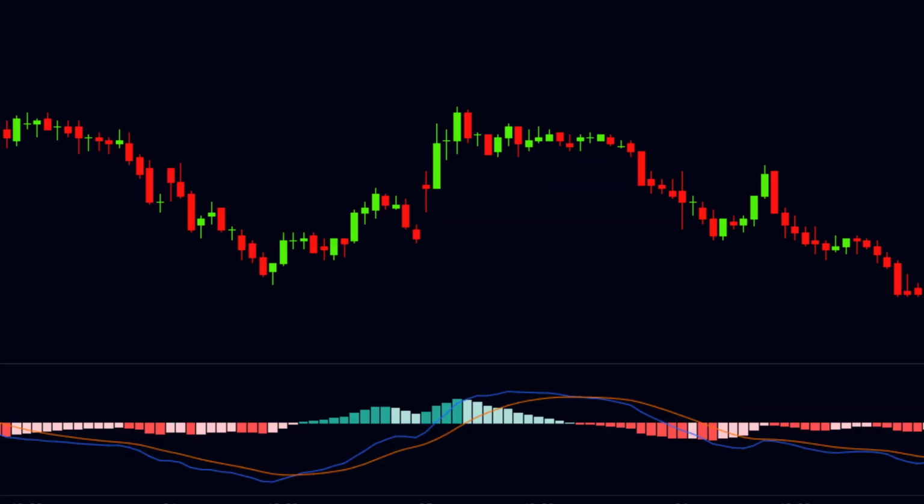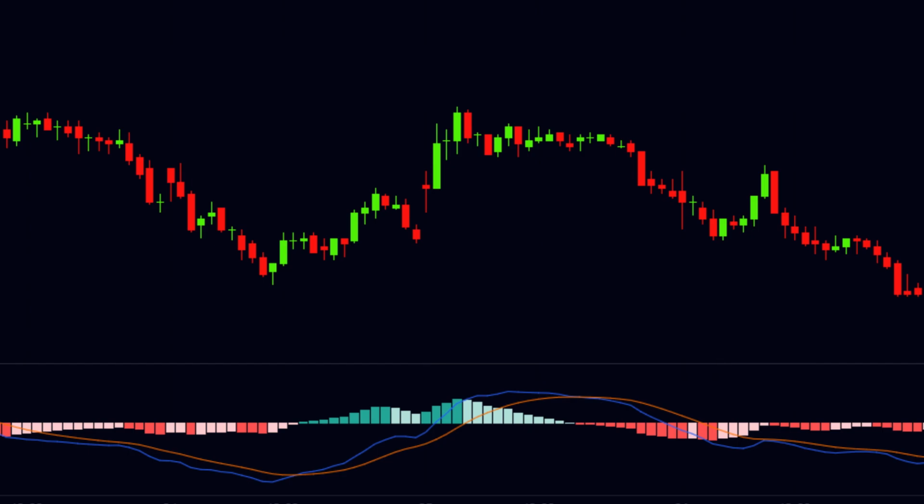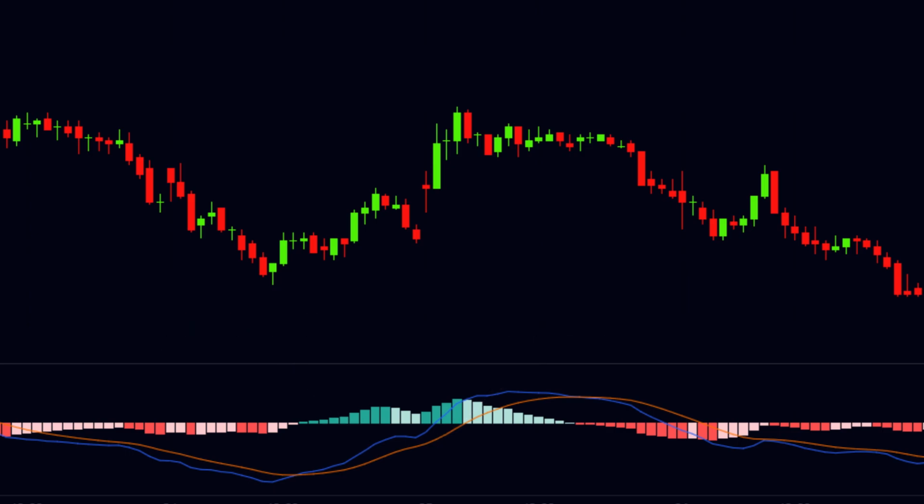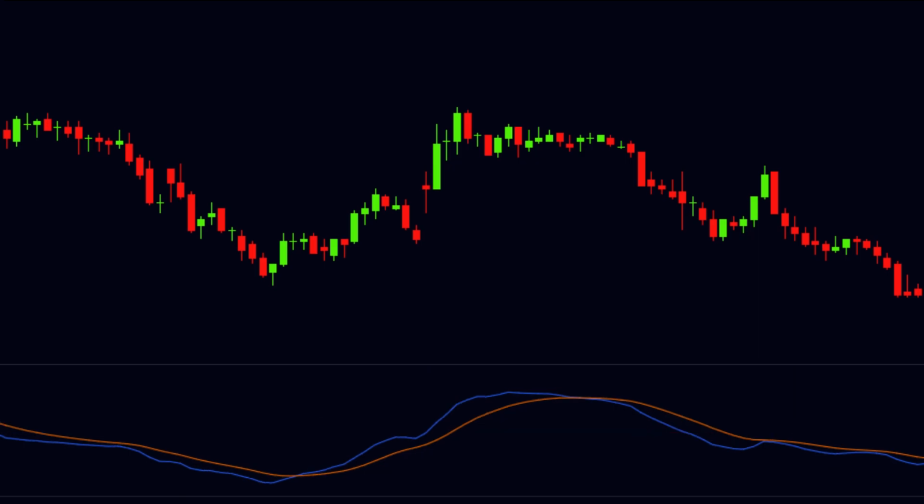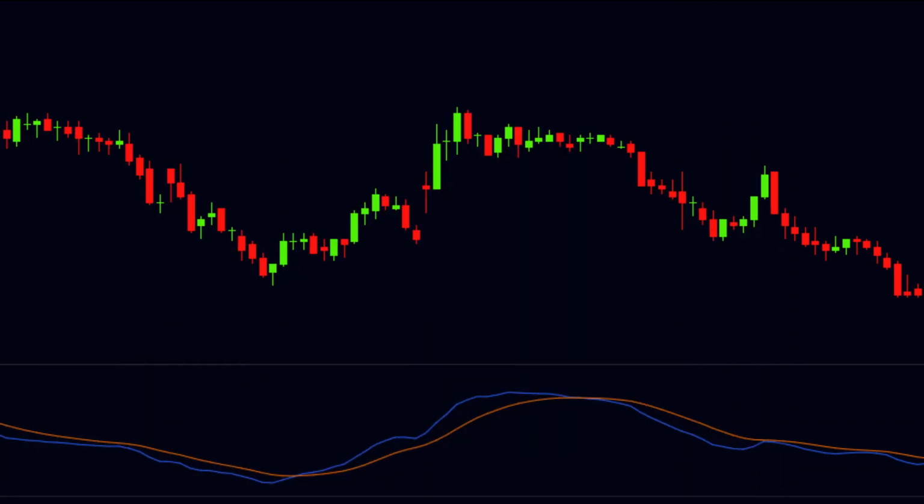Now we understand the MACD. It is a very famous indicator among the traders. As you can see in the chart, there are two lines in the MACD. First is the MACD line and second is the signal line. In our strategy, we do not require the histogram, so we will remove it from the setting. MACD line and signal line perform a great role to generate the buy and sell signals. Let me explain in short.